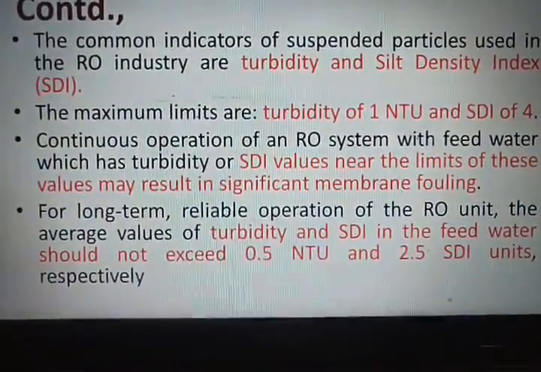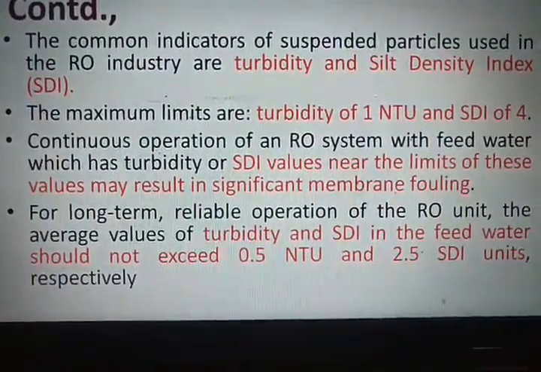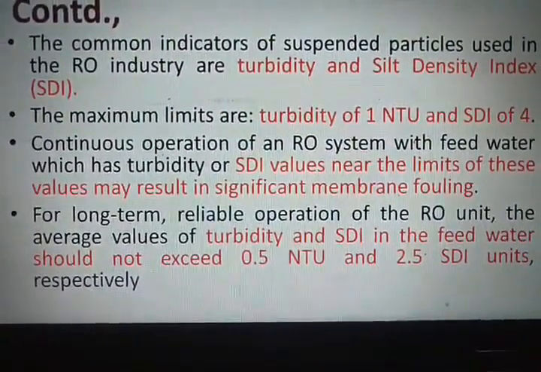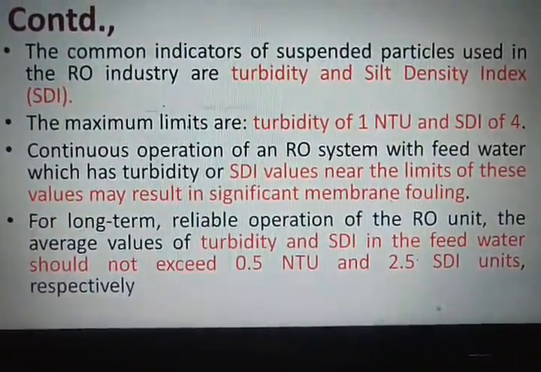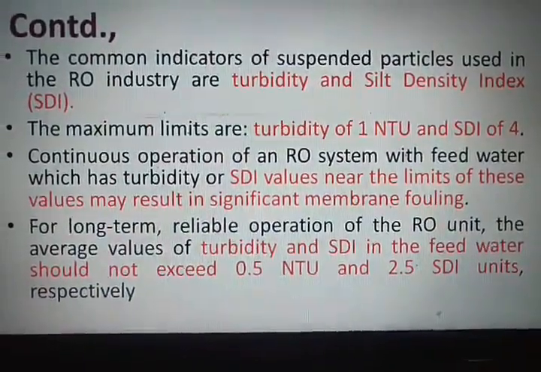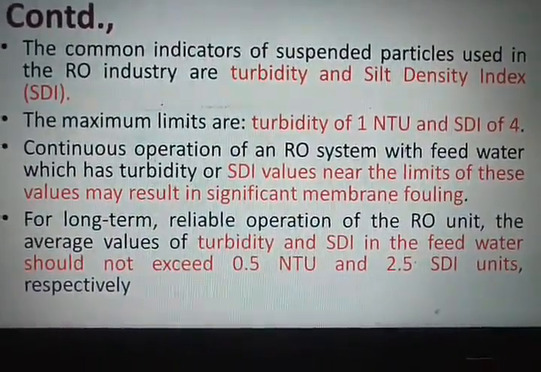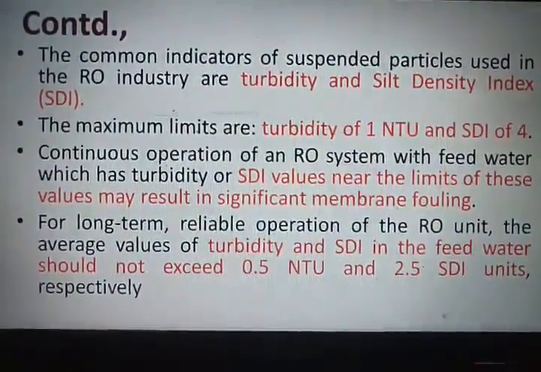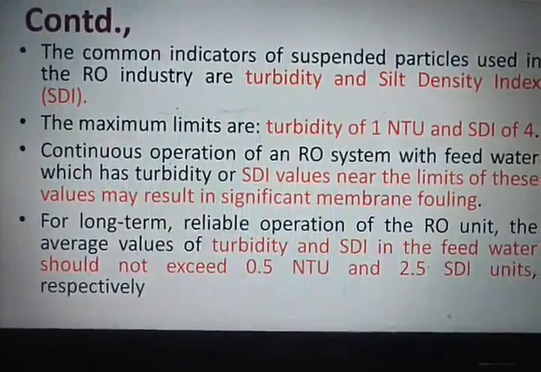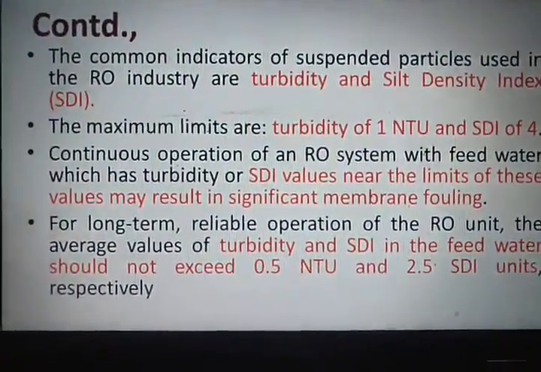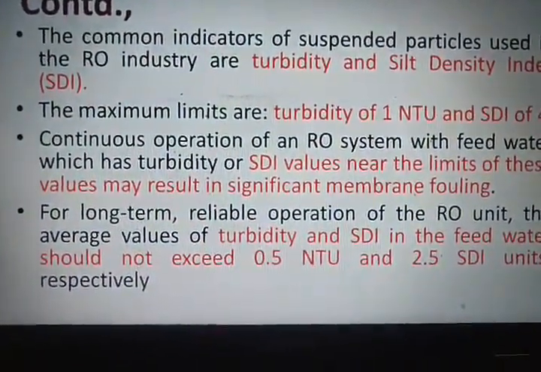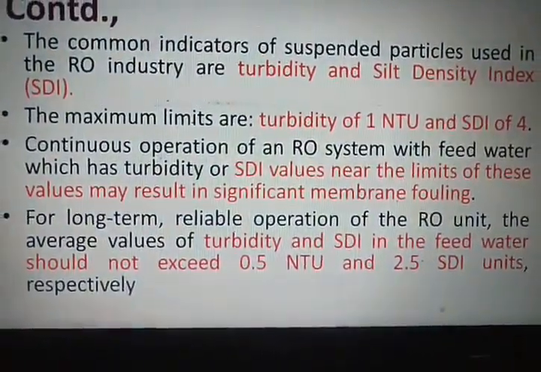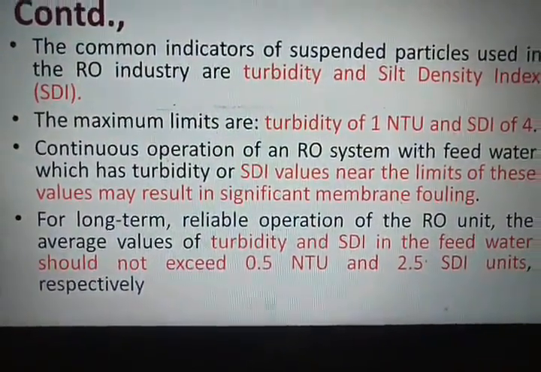For reliable and long-term operating conditions of RO systems, the average values of turbidity and silt density index in the feed water should not exceed 0.5 NTU and 2.5 SDI units respectively. So please remember these numbers. You may get questions related to membrane processes in some of the examinations. That means the turbidity should not exceed 0.5 NTU and SDI should not exceed 2.5 for better operating conditions of RO systems.